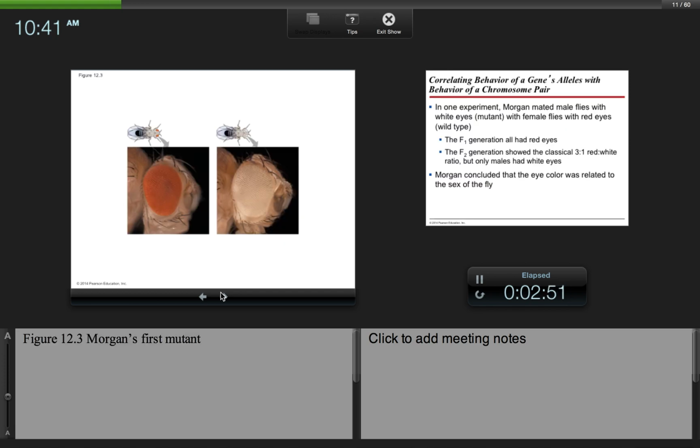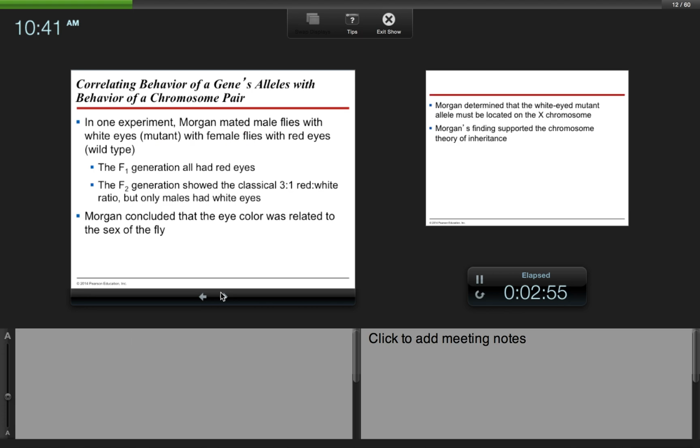Okay, so here we have the red eye and the white eye flies. In one experiment, Morgan mated male flies with white eyes, the mutants, and female flies with red eyes, which was the wild type. The F1 generation all had red eyes. The F2 generation showed the classical 3-to-1 red to white ratio, but only males had white eyes. So Morgan concluded that the white eyes had to do with the sex of the fly.